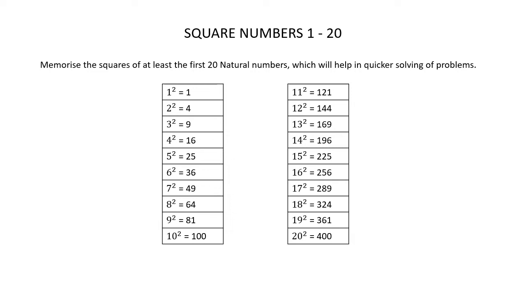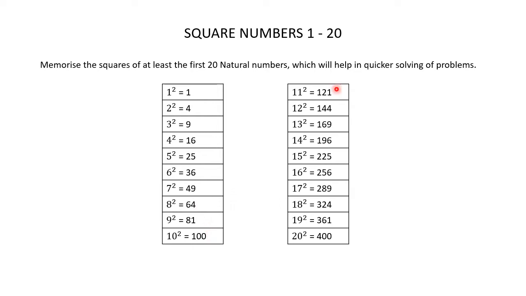Let us look at some of the squares of numbers. 1 squared is equal to 1. 2 squared is 4. 3 squared is 9. 4 squared is 16. 5 squared is 25. 6 squared is 36. 7 squared is 49. 8 squared is 64. 9 squared is 81. 10 squared is 100.